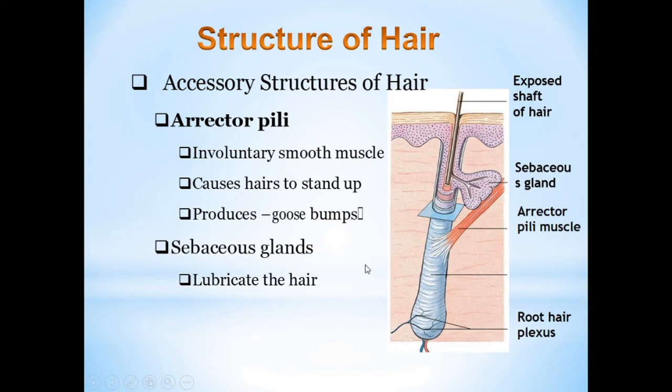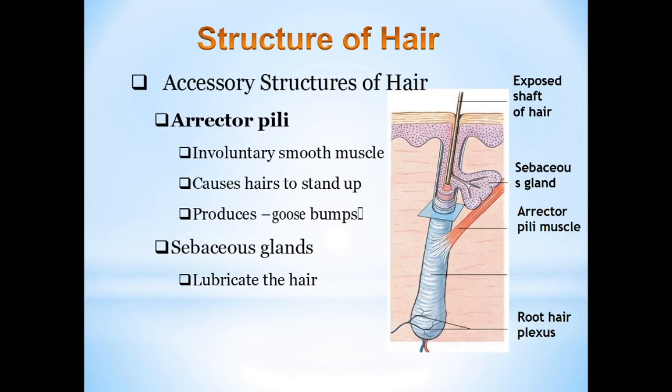The sebaceous glands are present at the base of the hair or above the hair follicle. There is presence of the sebaceous glands. These sebaceous glands help to lubricate the hair. This is the function of the sebaceous glands. These are the two accessory structures of the hair. First accessory structure of hair is the arrector pili muscle, which helps to stand up the hair, and these are the sebaceous glands which help to lubricate the hair.